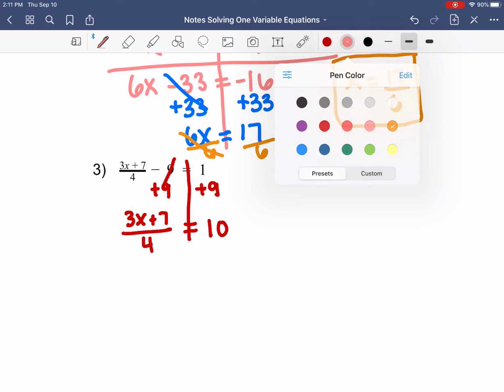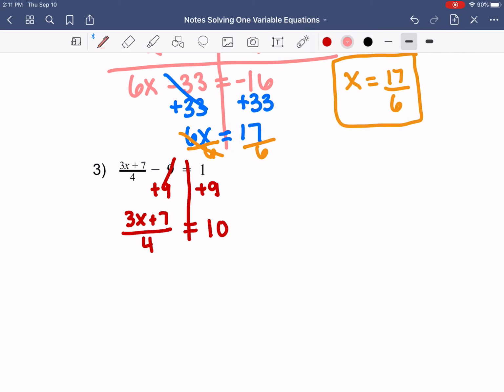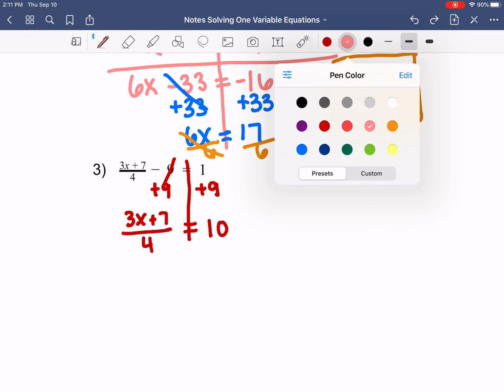So remember how I said in our little notes that you can multiply by the reciprocal? I'm actually not going to do that for this problem. What I'm going to do is multiply by whatever we're dividing by, because what this really says is 3x plus 7 divided by 4. That little line right here means divided by. So in order to undo division, I'm going to use multiplication.